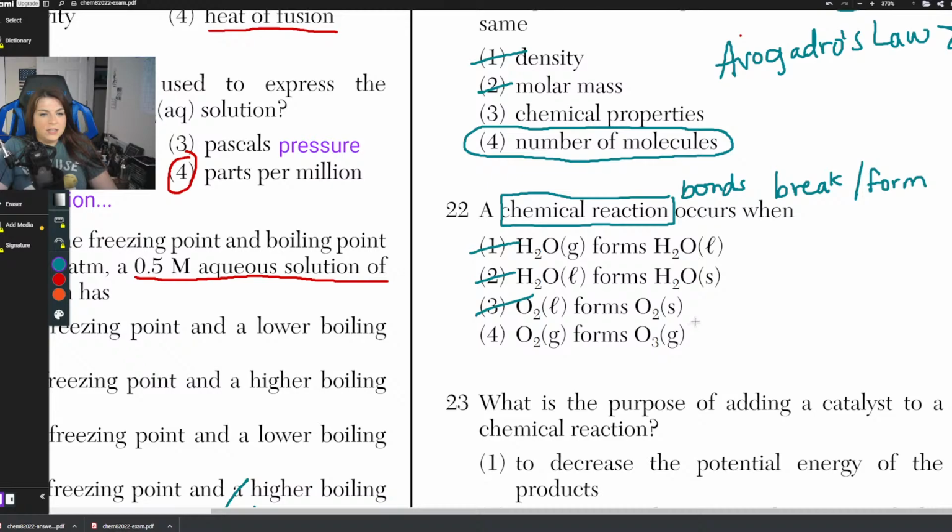And then finally, this last one will count. Oxygen becoming ozone. O2 has a double bond, and it looks like this. And if you want to add a third oxygen in here, then you would have to break one of those bonds. You have to draw another oxygen, and it's a deal, okay? That is going to make it a chemical reaction.